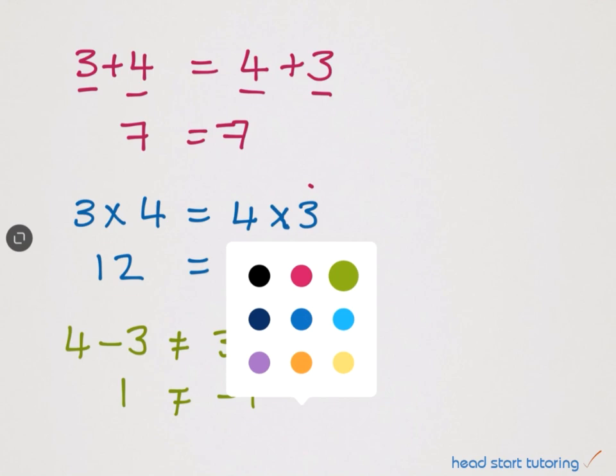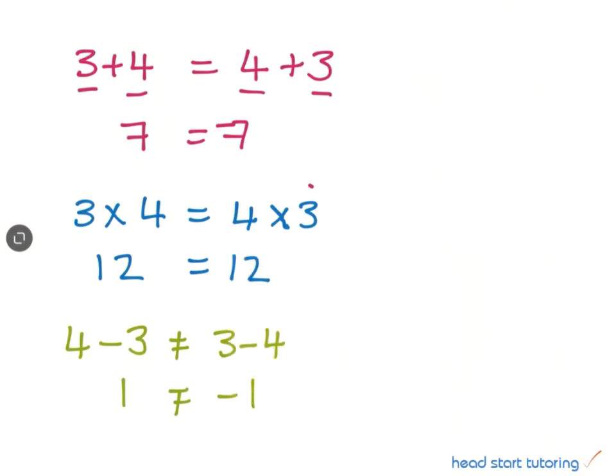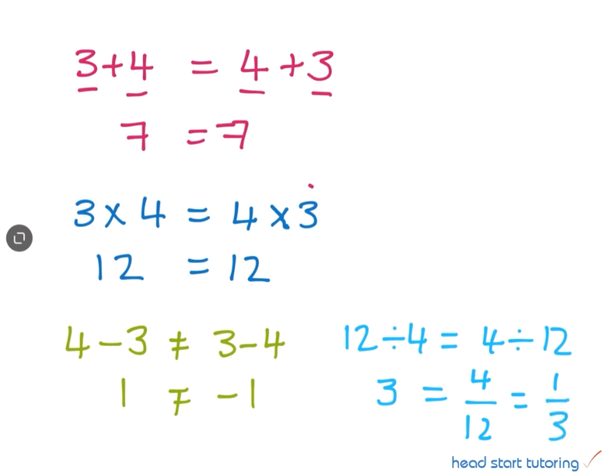Let's have a look at when we are dividing. So if we've got 12 divided by 4, will that be equal to 4 divided by 12? And I'm sure you'll be able to see that that is not possible, because 12 divided by 4 is equal to 3, and 4 divided by 12 we can put into a fraction, so that's 4 over 12, which is equal to 1/3, because we divide 4 by 4 to get 1, and we divide 12 by 4 to get 3. So 3 is definitely not equal to 1/3.